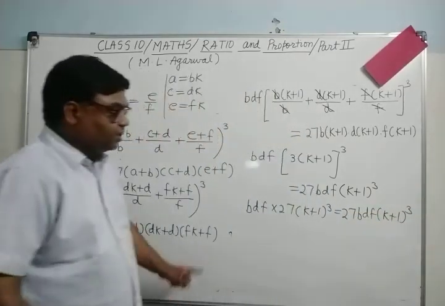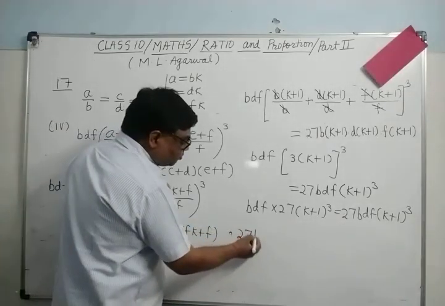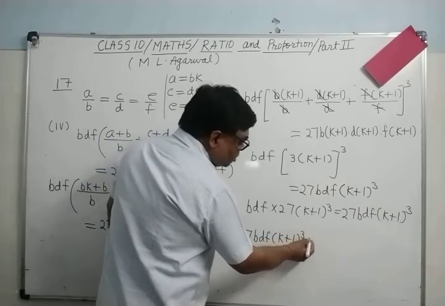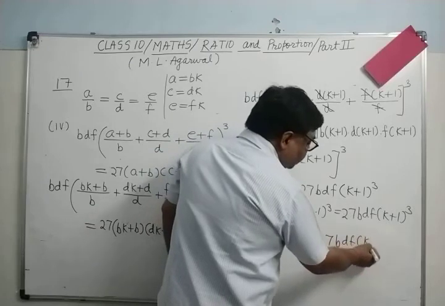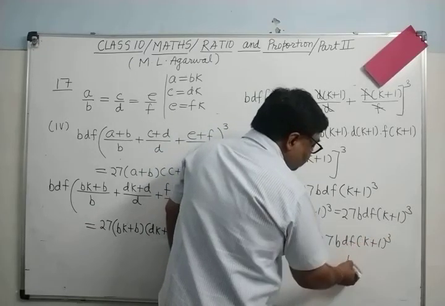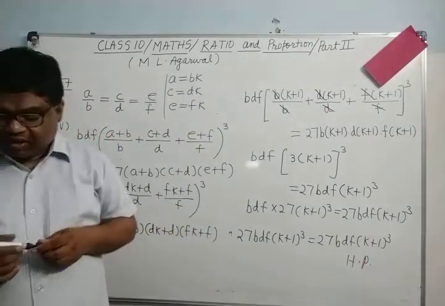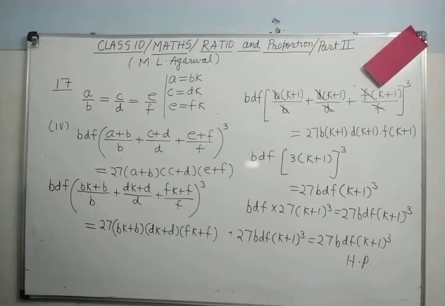Now I am rearranging the terms. When you rearrange the terms, it will be 27 BDF, K plus 1 whole cube. Hence proved. It is proved. It's clear. So this way it has been proved. So now we will take the questions of continued proportion. You see the questions of continued proportion.